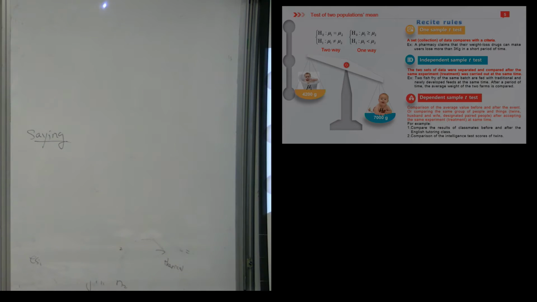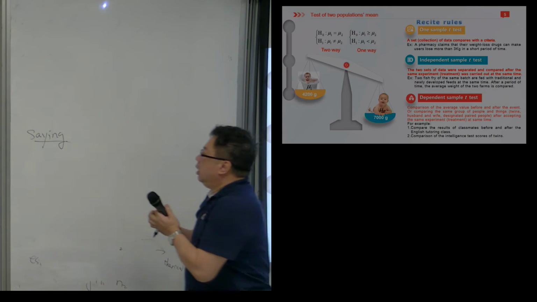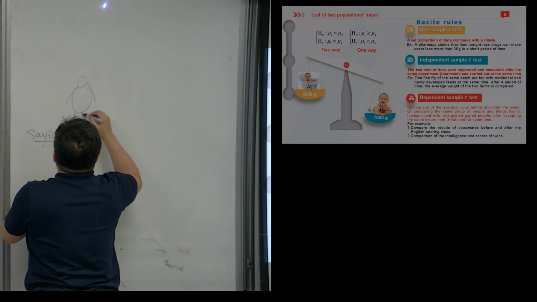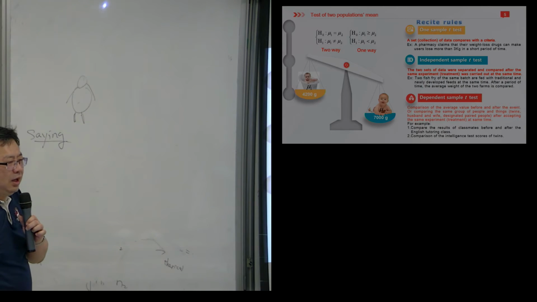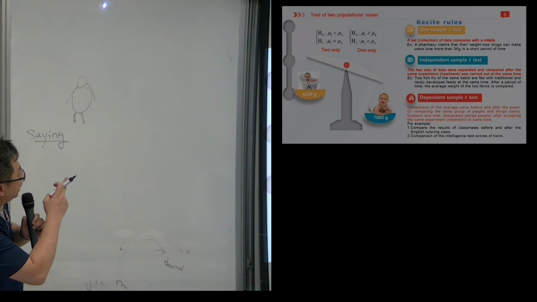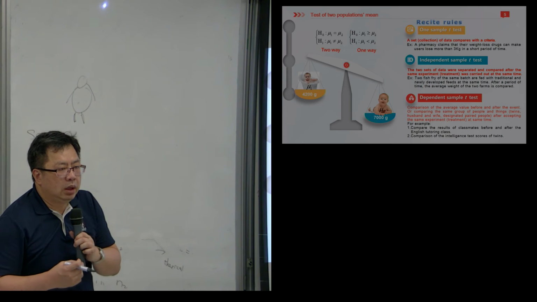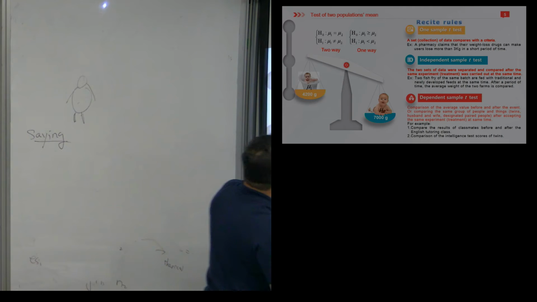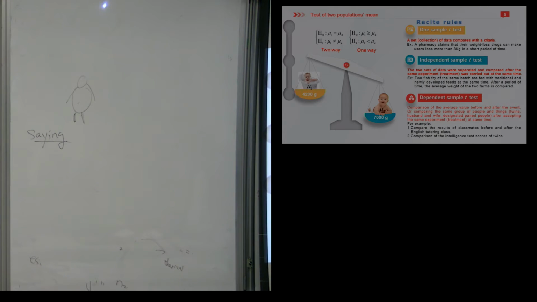If you want to use a group, a collection of data, to compare with a value. For example, a pharmacy claims that their weight loss drug can make users lose more than 3 kilos in a short period of time. I need it very much. Like me, I need the drug. Okay, if you are a pharmacy, you invent a weight loss drug, and if you drink my medicine, some days after you will lose weight, and I say you will lose weight more than 3 kilograms.